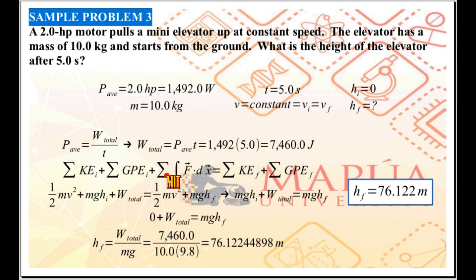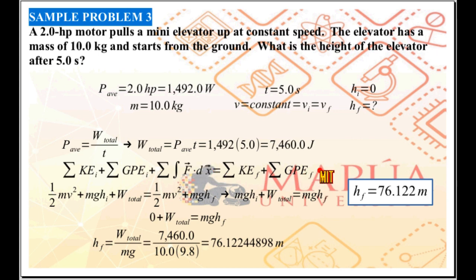Moving now to conservation of energy, we have the presence of an external force acting on the object. That's basically the force done by the motor. Total work done by the motor is 7,460.0 joules. So that needs to be taken into account in our energy analysis.